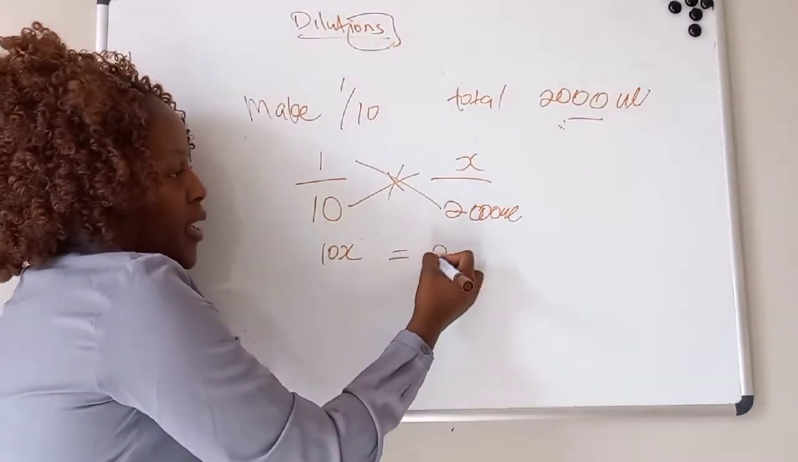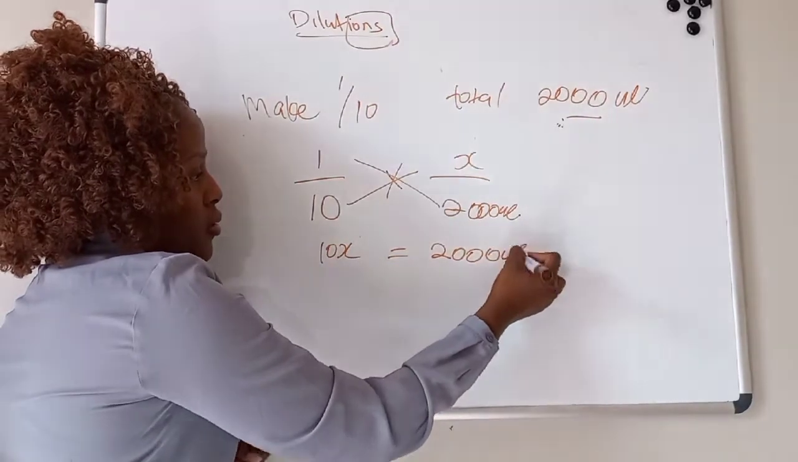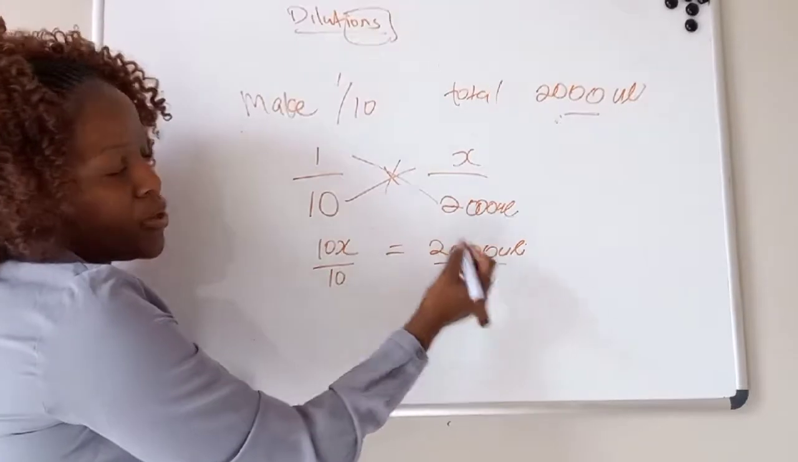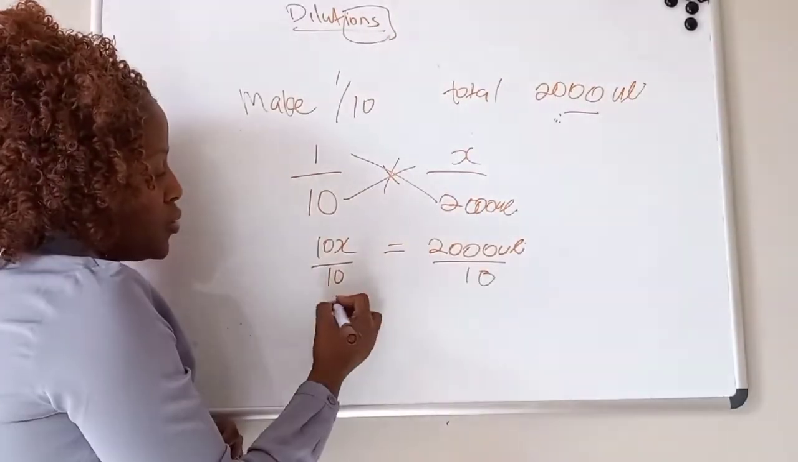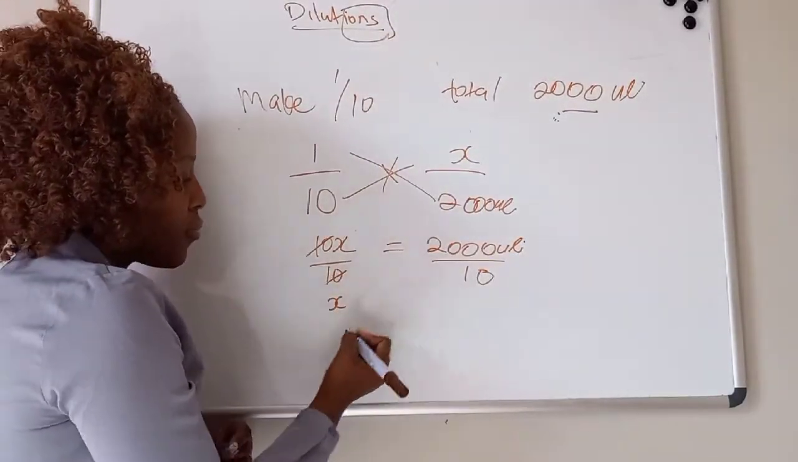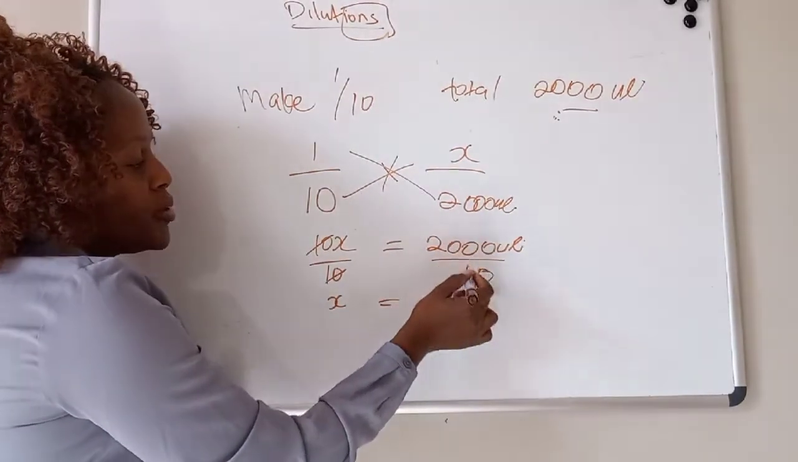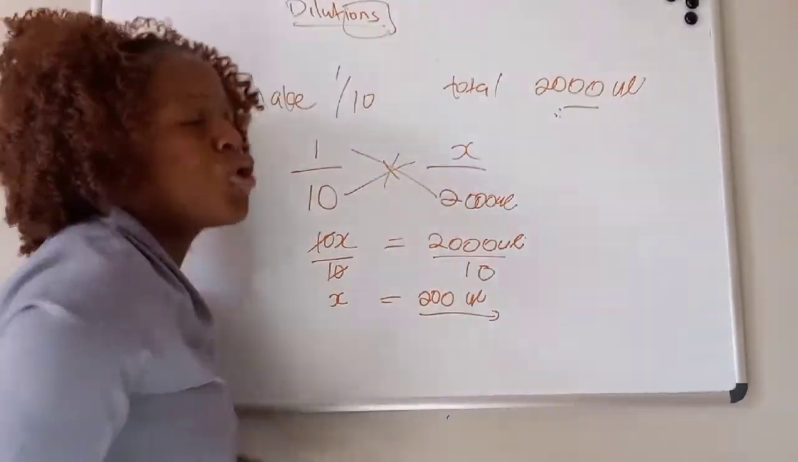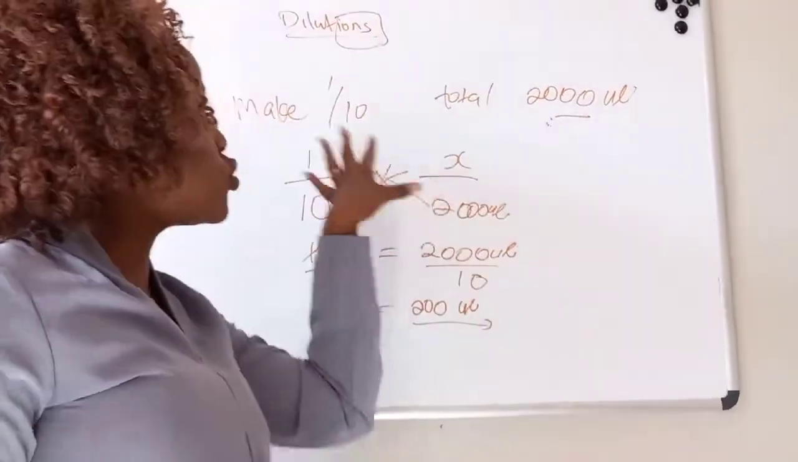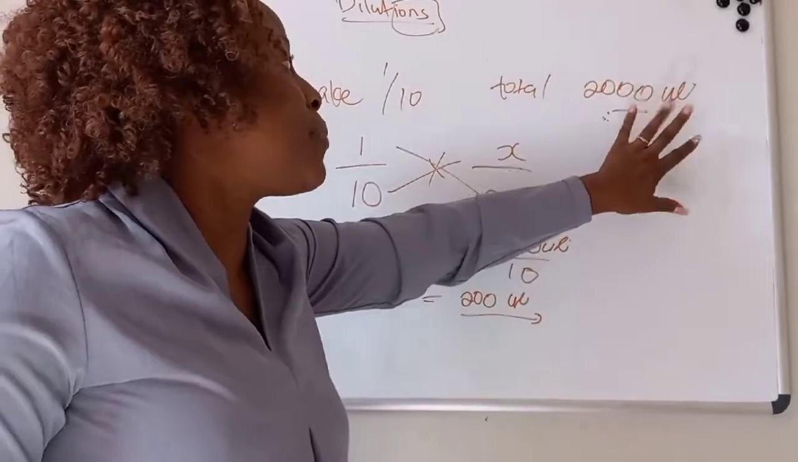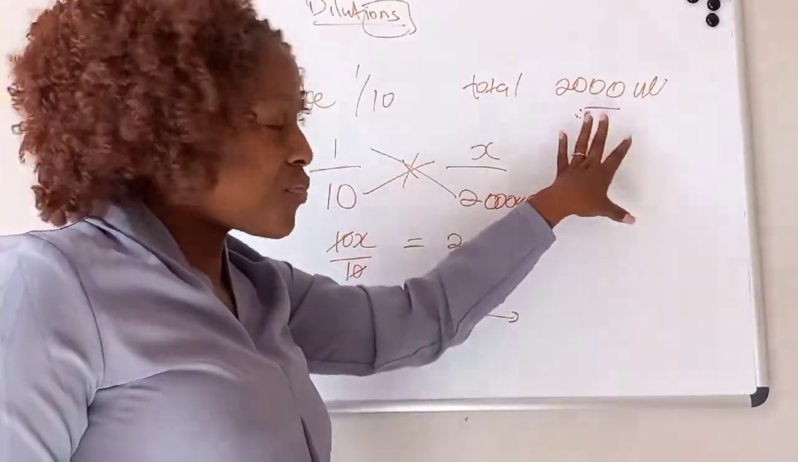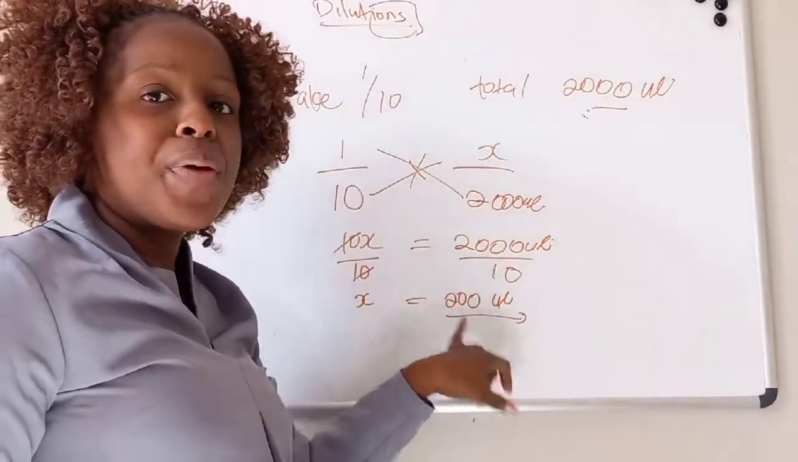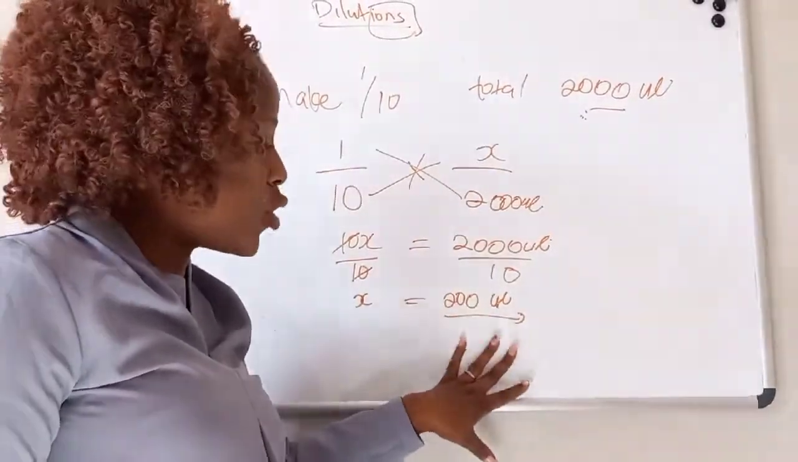You're going to have 10x equal to 2000 microliters. Divide by 10, divide by 10, because whatever you do on the left hand side, you must do on the right hand side. And then 2000 divided by 10 is 200 microliters. So it means that for you to do this 1 in 10 dilution and end up having a total volume of 2000 microliters, you need to prepare 200 microliters of your sample.